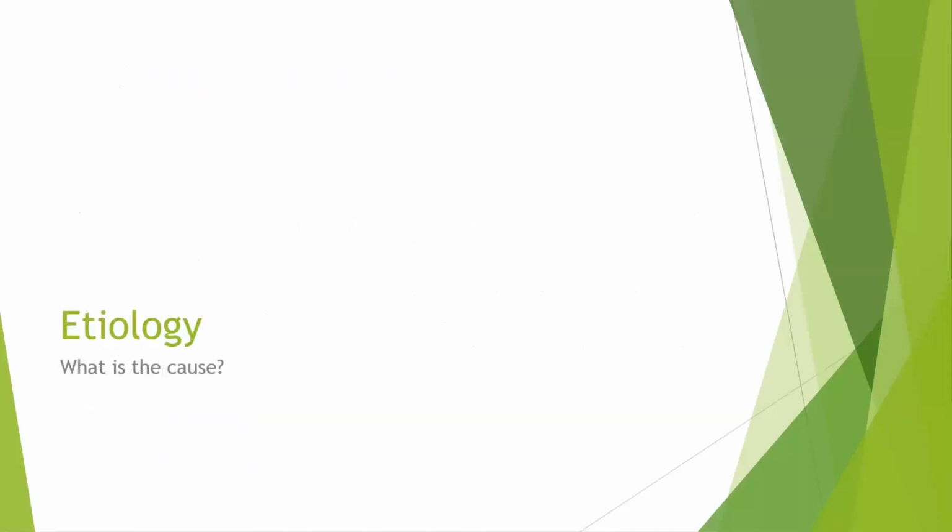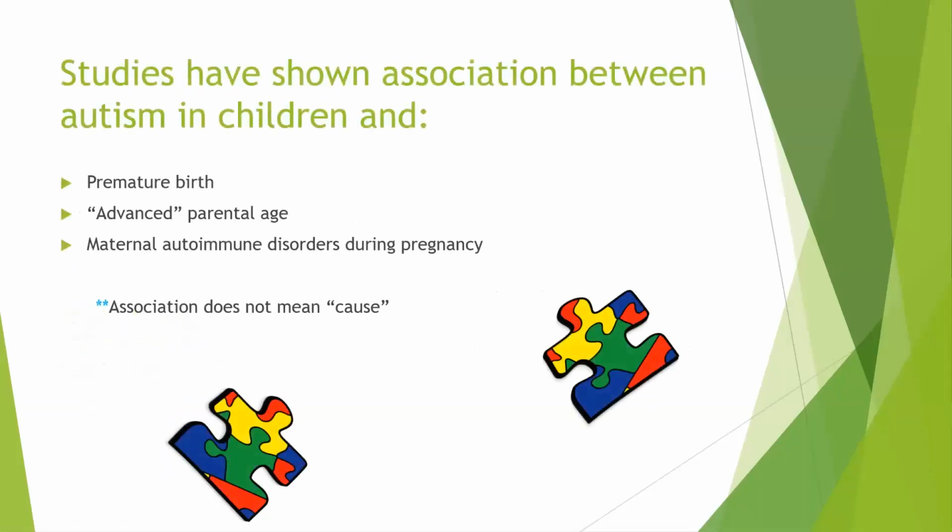Now, what is the cause of autism? So, studies have shown that there is a high association of autism in children with prematurity, advanced parental age, and maternal autoimmune disorders during pregnancy. However, I would caution you that just because there has been association that has been shown in some clinical studies, it does not necessarily mean causation.